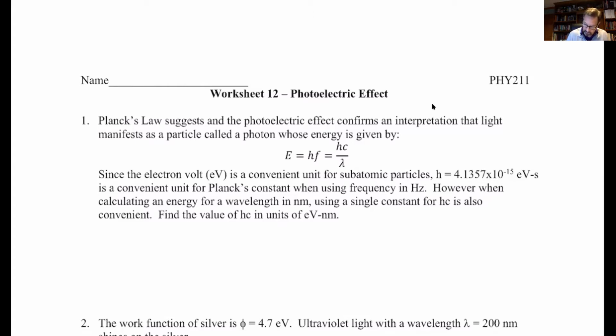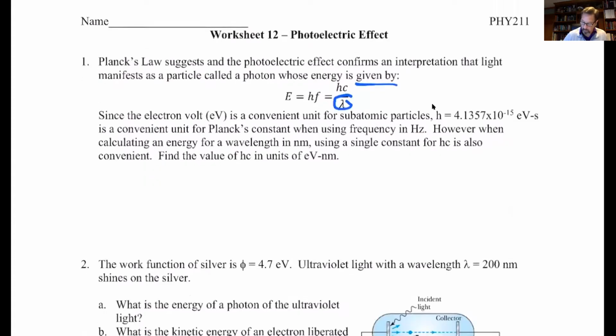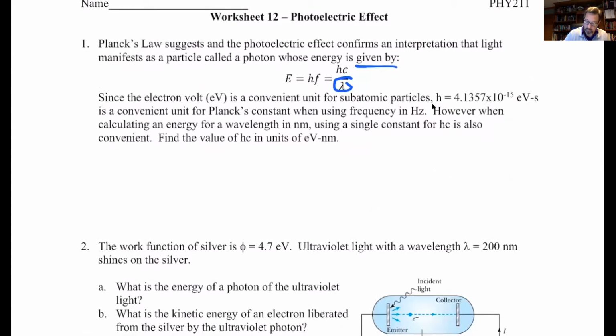All right, but if you're given the wavelength, a better constant might be h times c. I mentioned it in the video, and I just want to make sure we see why I say it's a good one. So I'm going to do a quick calculation here to figure out, what is h times c? So h times c, and h is given right here, 4.1357 times 10 to the minus 15 eV seconds, right?